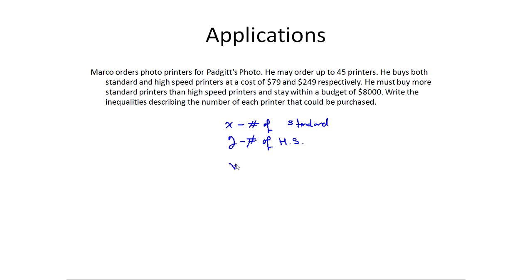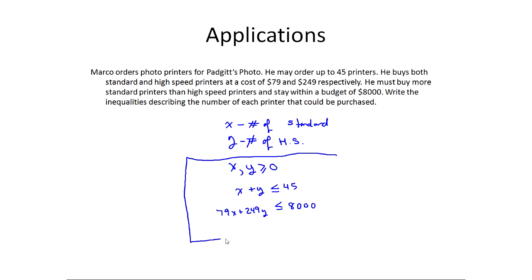Once again, you can't order negative numbers, right? And now he can order up to 45. So he can't order 46, right? So x plus y has to be less than or equal to 45. He can't spend over his budget, so something's going to be less than or equal to $8,000. Each of the regular printers is 79, and each of the high speed is 249. So when you multiply and add up and get the total cost, it can't be more than 8,000. So this would be the system of inequalities, which would represent the numbers of each type he could buy.